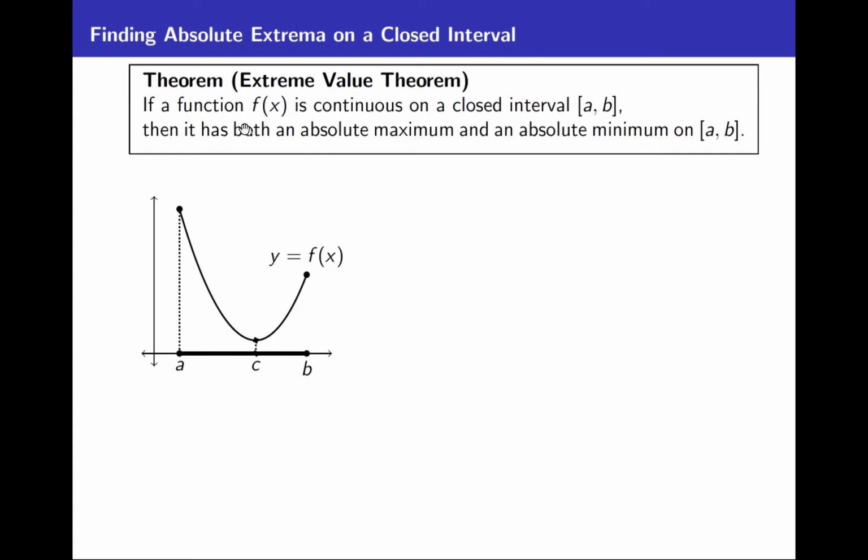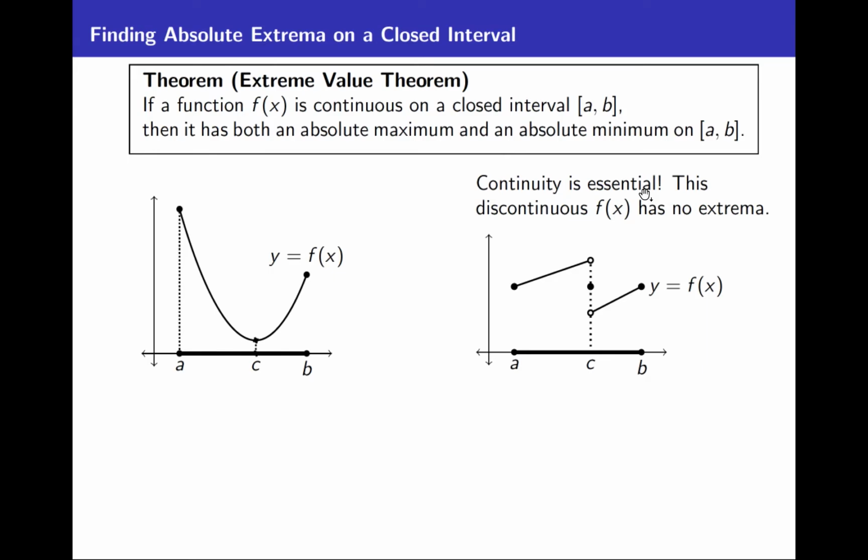I do want to point out in the setup of the extreme value theorem, f is continuous. If f is continuous on this closed interval, then you've got an absolute maximum and an absolute minimum. I want to point out that continuity is very important. It's essential. For example, here's a discontinuous function f defined on a closed interval, and I want to point out that it has no extrema at all.